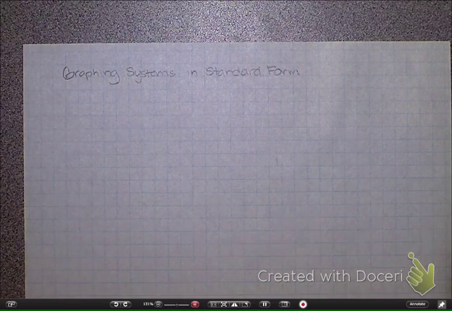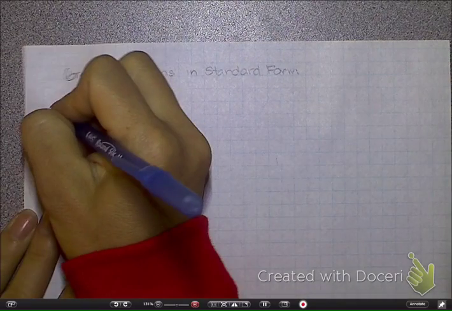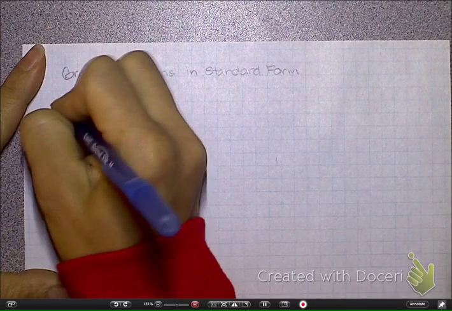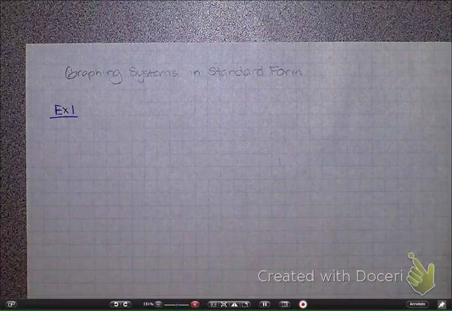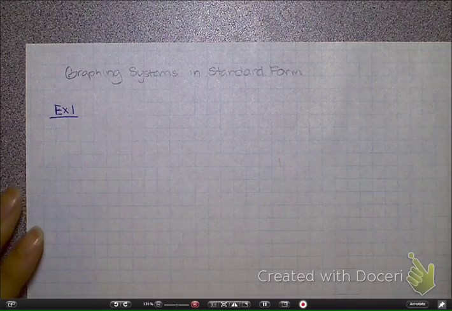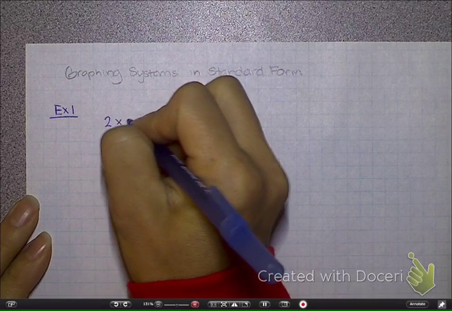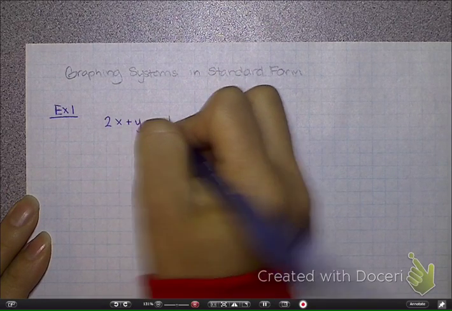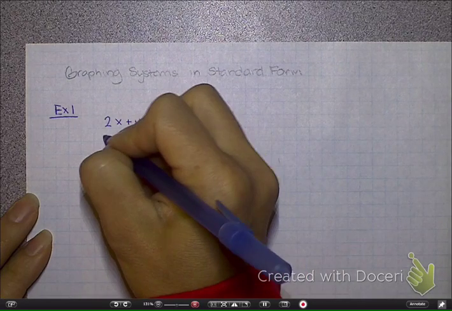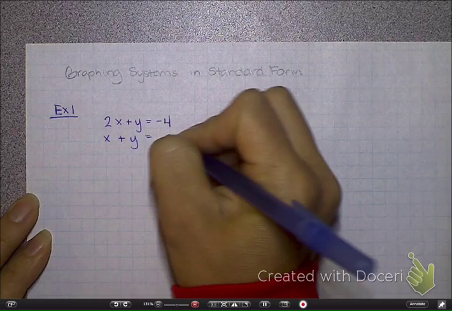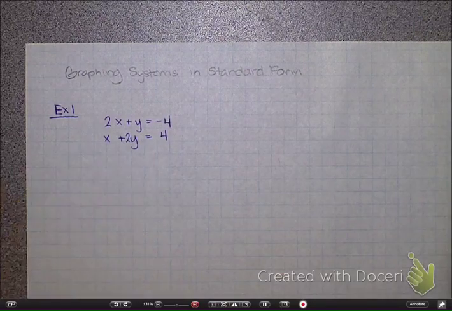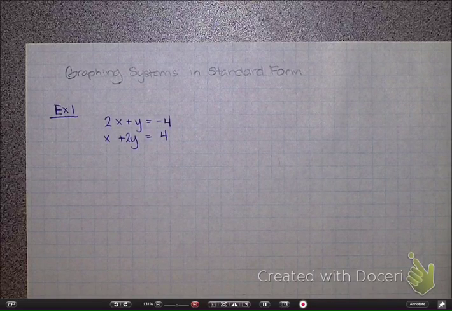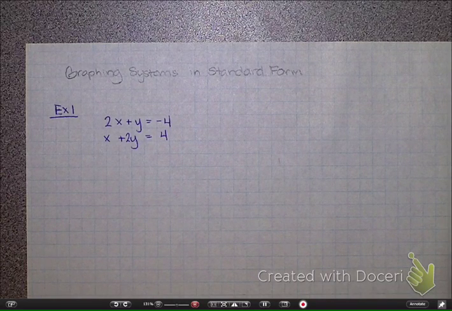Okay, so let's take a look at the first example that I'm going to have you guys do with me to practice. Okay, so here's example number 1. Let's try this one together. Okay, so go ahead and write down your 2 different equations that you have there.